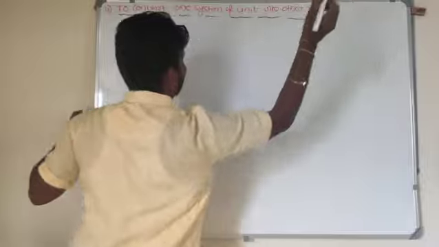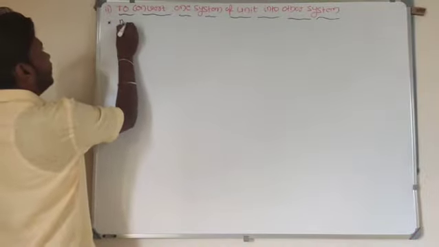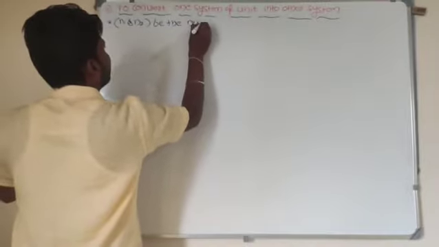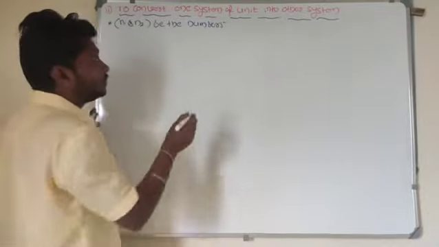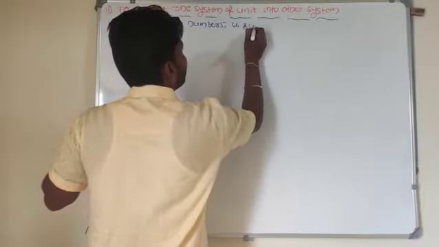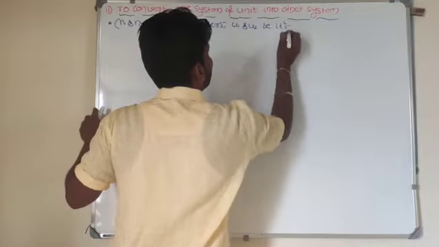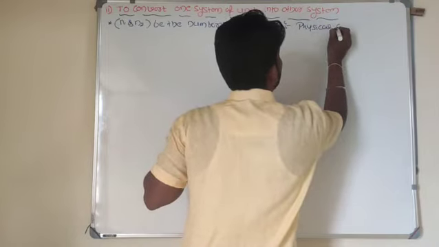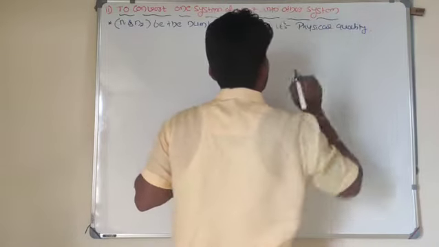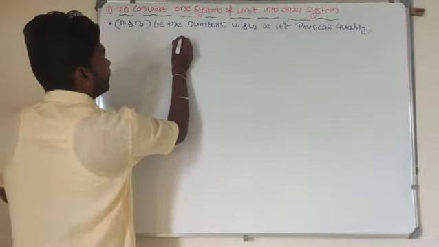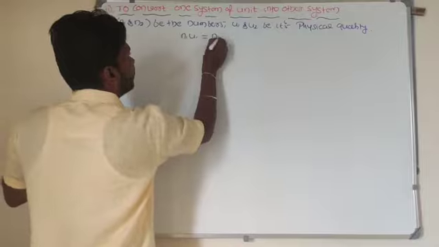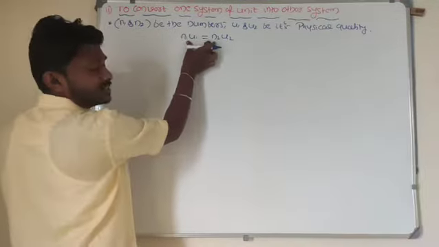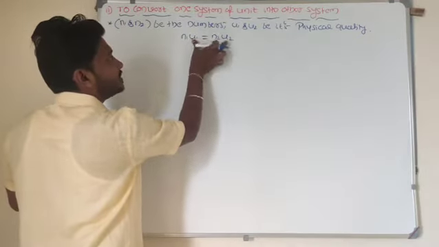So in case of converting from one system into another system, I can consider N1 and N2 to be the numbers, and U1 and U2 to be its physical quantity. Okay, so I can take N1 U1 equal to N2 into U2. Why? Because N1 and N2 represent the numbers here, and U1 and U2 represent the physical quantity here.